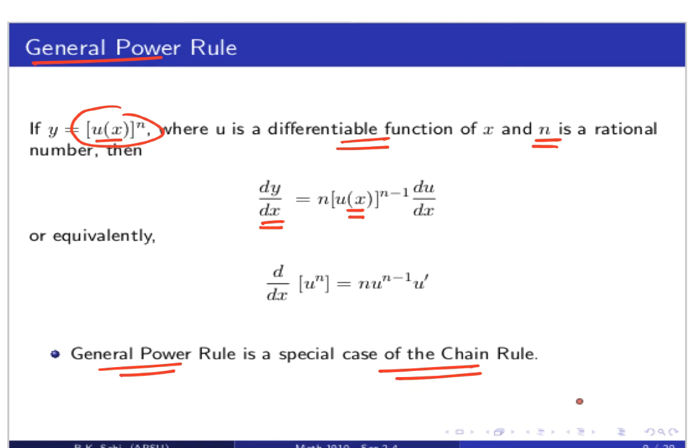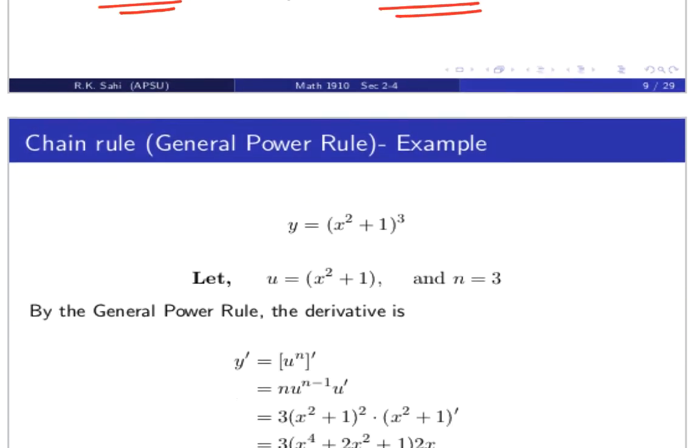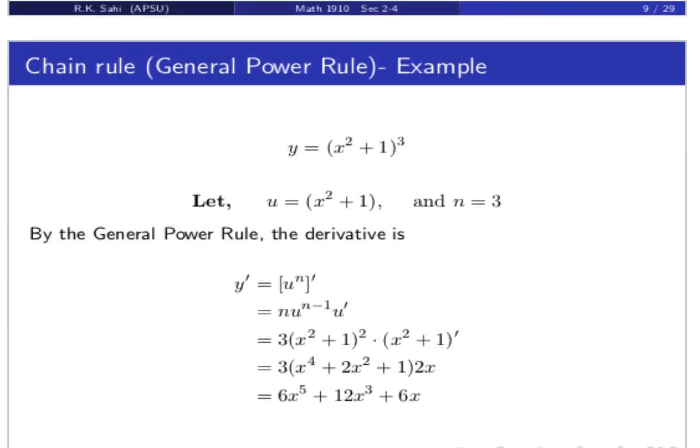Now once again, we're going to go back to the same problem we started this session with, the cubic given by y equals x squared plus 1 the whole cube. Notice you can clearly apply the general rule because this is a function of x to the power 3. So by the general power rule, what's the derivative where y equals u to the power n? It will be n times u to the power n minus 1 times u prime.